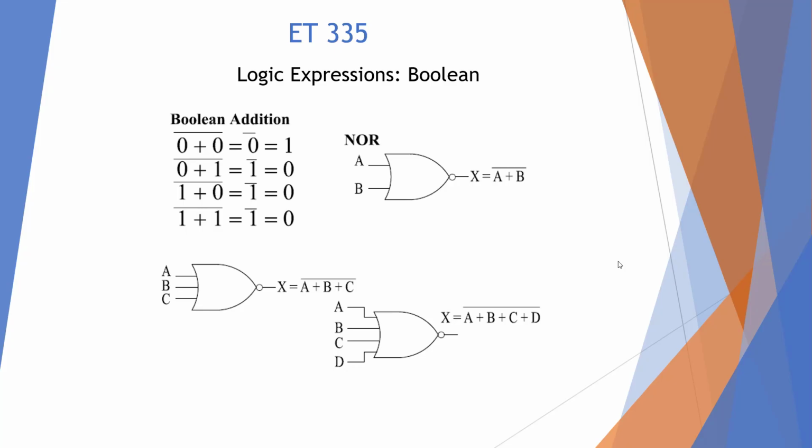Here we have our NOR gate expressions in Boolean. We notice that we have an OR gate with a bubble, which makes it a NOR. So our bar would be over both elements. X equals A plus B, bar. A 3-input would be A plus B plus C with a bar over the entire expression, and X equals A plus B plus C plus D with a bar over the entire expression.